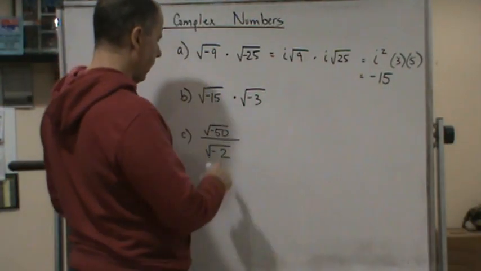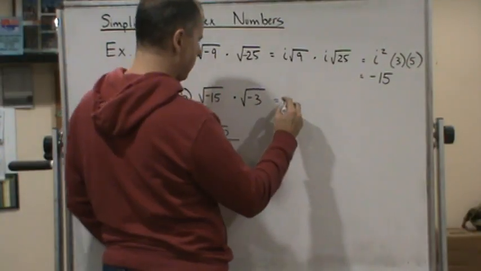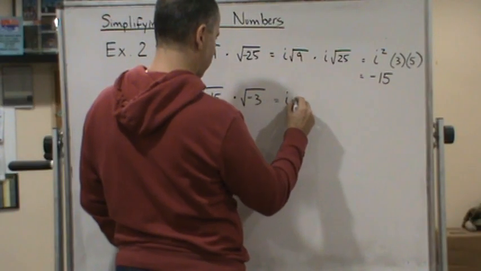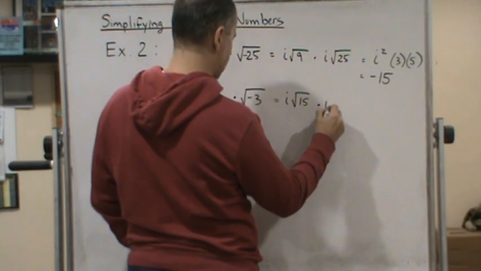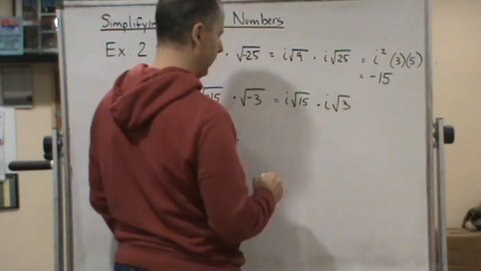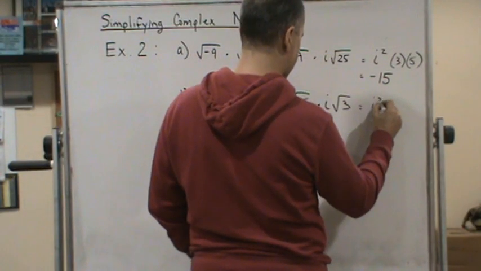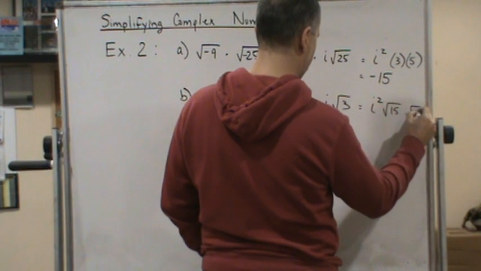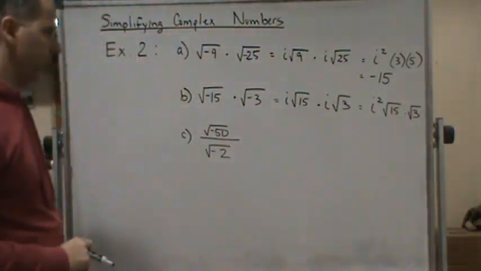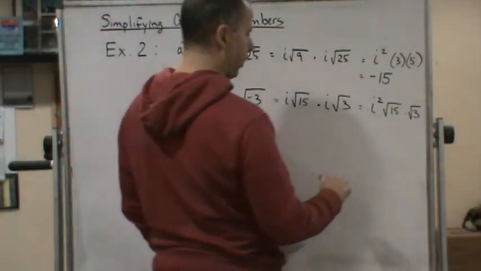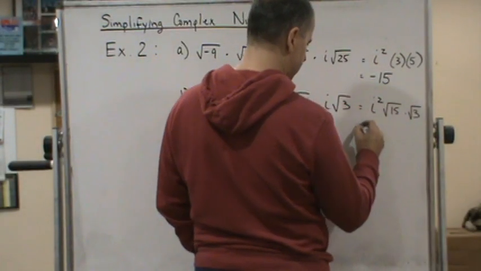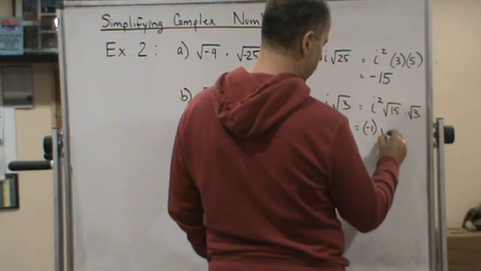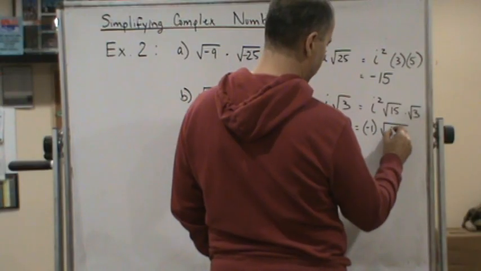Now what about this one? Now here, again, we're going to change these to i first. So this is going to be i root 15 times i root 3, which is going to equal i squared times root 15 times root 3. Okay. Now at this point, I'm going to combine these. So this is going to be -1, so that's just going to give me -1. And then this is going to be root 15 times 3, which is root 45.